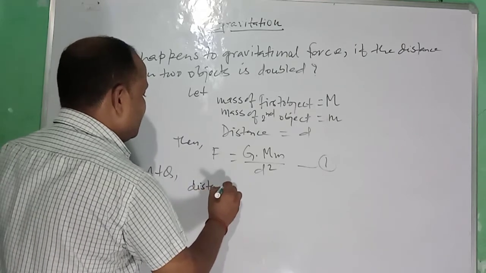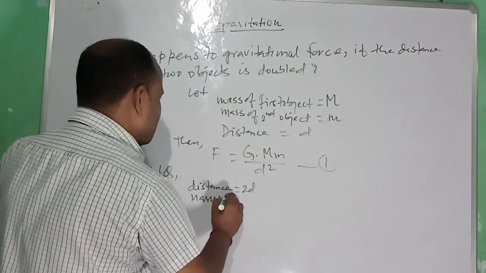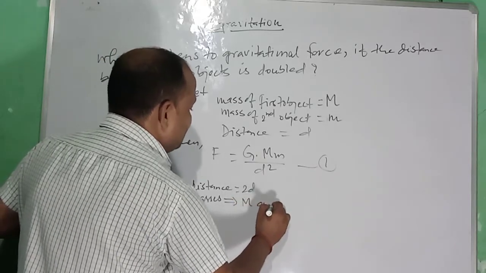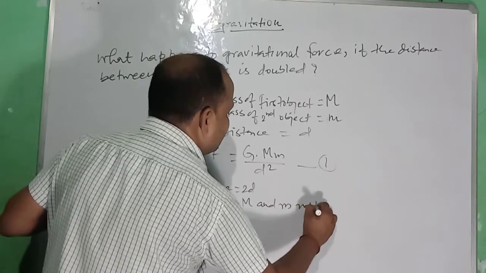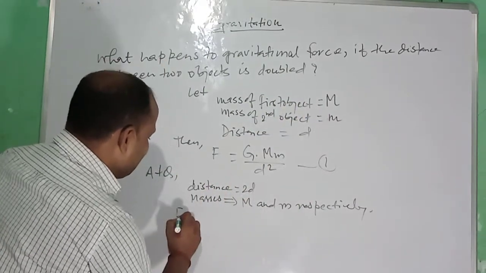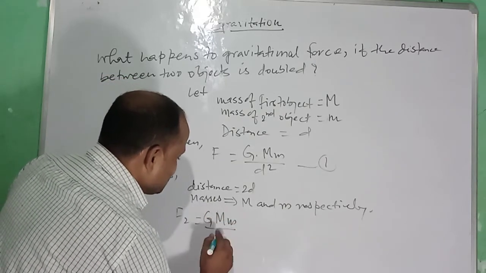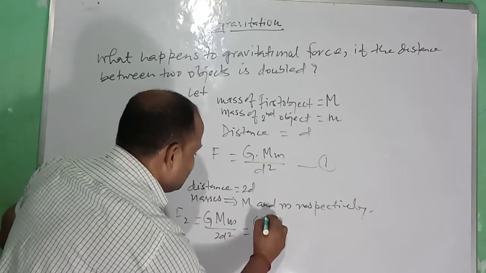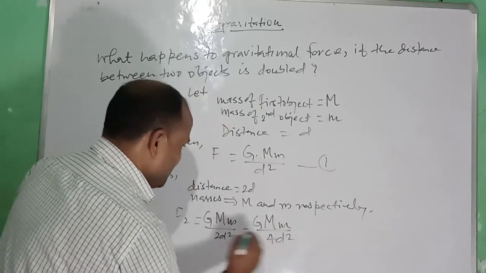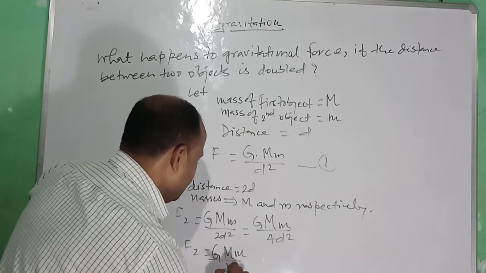the distance is doubled, 2d, and the masses remain capital M and small m respectively. It means it is as it is, there is no change. So in that case, F2 will be equal to G capital M small m by 2d whole square. 2d square is equal to 4d square. So here you got F2 is equal to G capital M small m by 4d square.